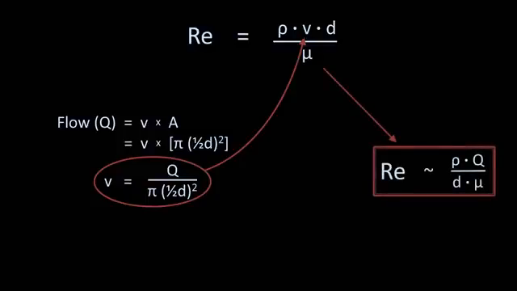For a fluid flowing through a circular tube of varying diameter, the Reynolds number and chance of turbulence is proportional to the density times flow divided by the diameter times viscosity. This is the equation from this video that warrants memorization.